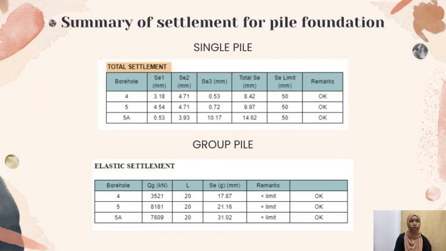The tables show the summary of settlement for the pile foundation, for single pile and group pile. For both analyses, we obtain values below the maximum settlement limit of 50 mm. So we can conclude that both designs, group pile and single pile, are suitable and adequate for the design.